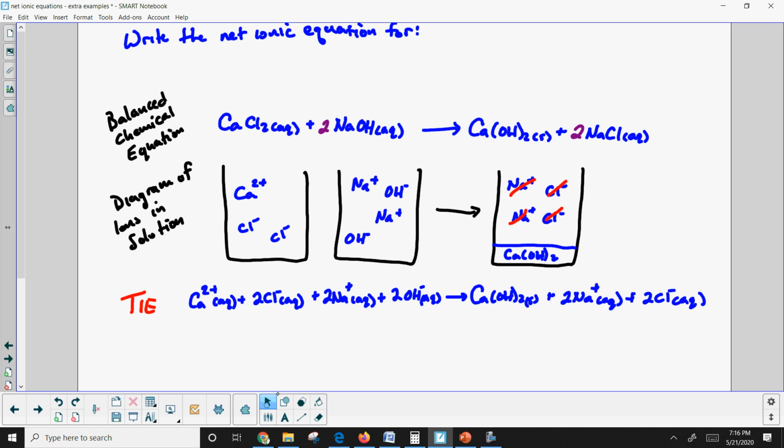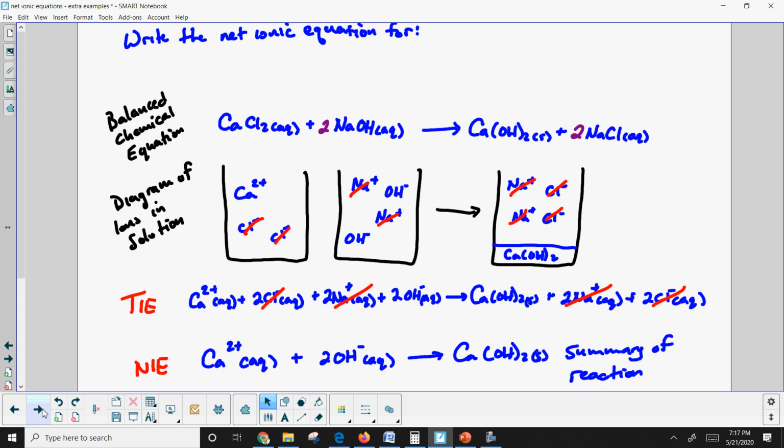And then afterwards, what's going to happen is we're going to have, again, the calcium hydroxide. It's solid, so keep it together. Do not separate it. And then the sodium ions and chlorine ions, well, sodium chloride is soluble, so both of these are in solution. You've got 2 of each. So that's my total ionic equation. It simply lists everything in the actual solution, the ions that are soluble.